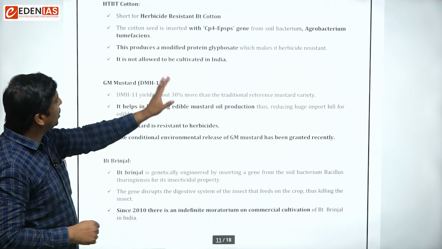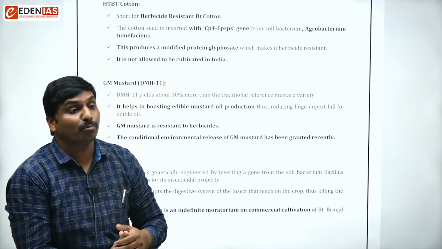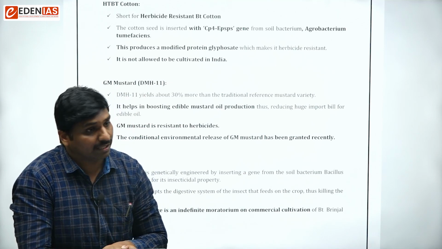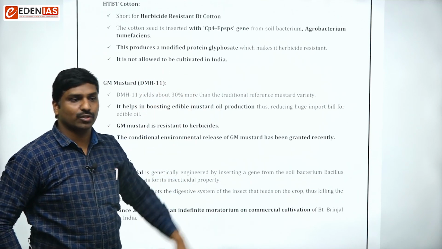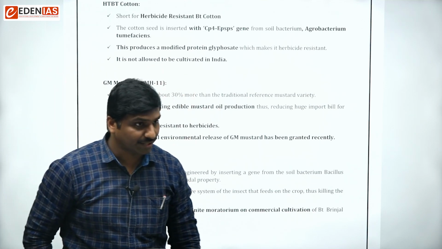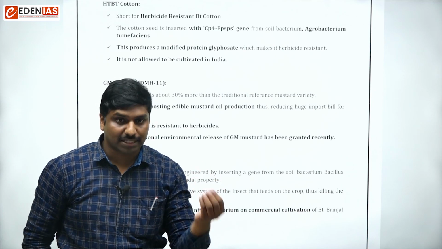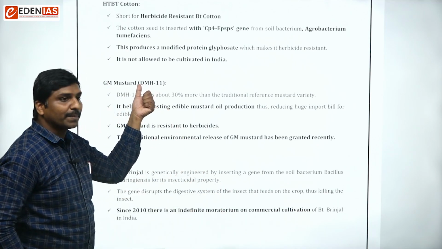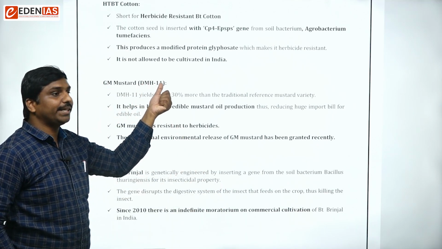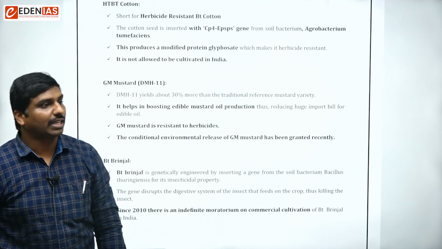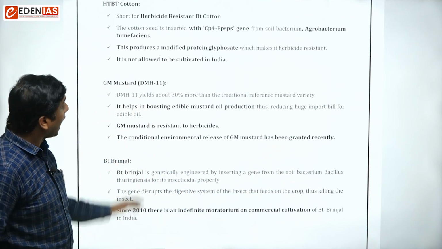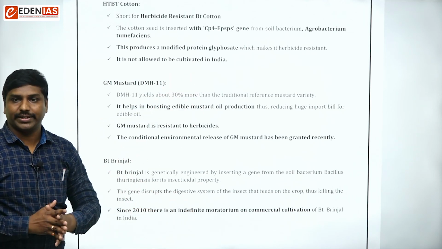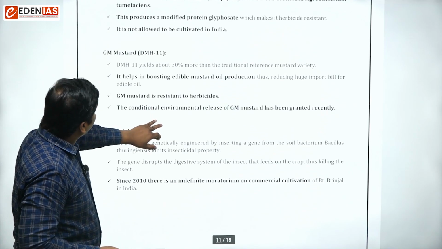Then we have GM mustard, genetically modified mustard. One of the common examples of genetically modified mustard with us is DMH11. So what is DMH11? Dhara Mustard Hybrid variety 11. That is the name. Dhara means the place. So Dhara Mustard Hybrid variety 11 is a genetically modified mustard variety. So here, what is the advantage of it?